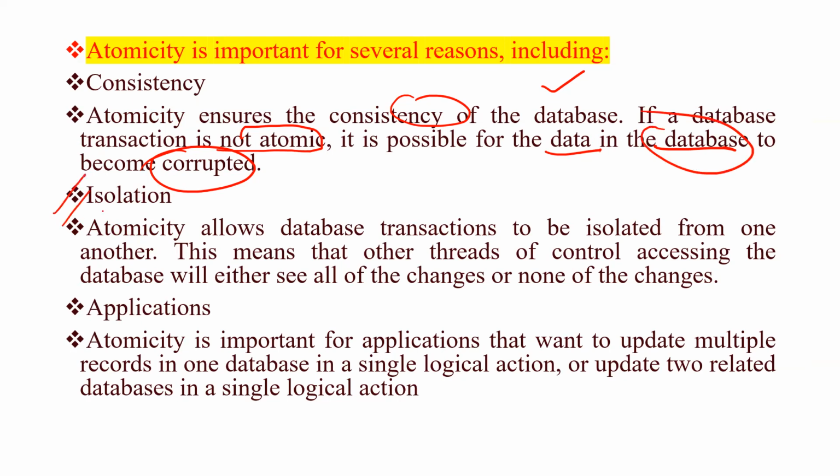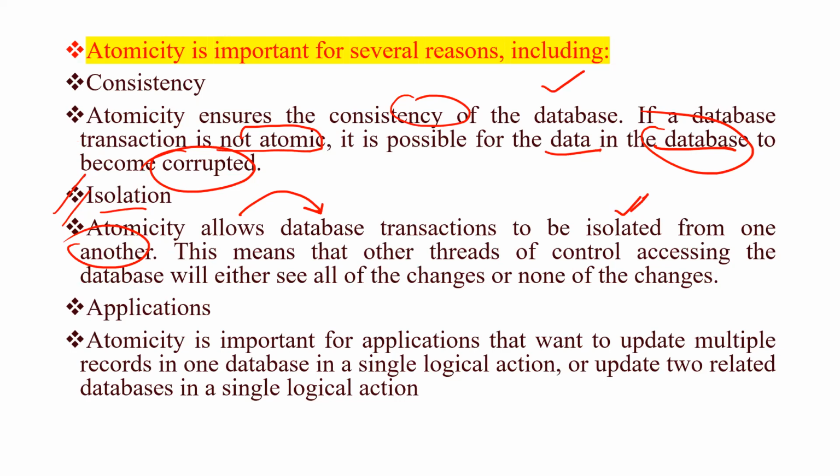The second one is isolation. Atomicity allows the database transactions to be isolated from one another. This means that other threads of control accessing the database will either see all of the changes or none of the changes. Okay. So it means that other threads of control accessing the database will see either all of the changes or none of the changes.